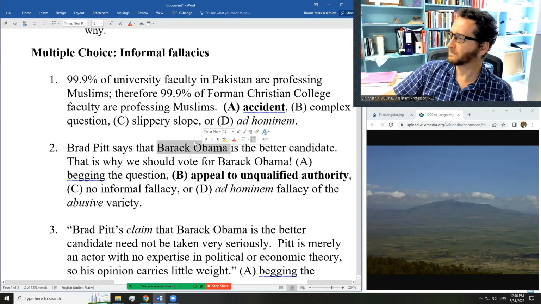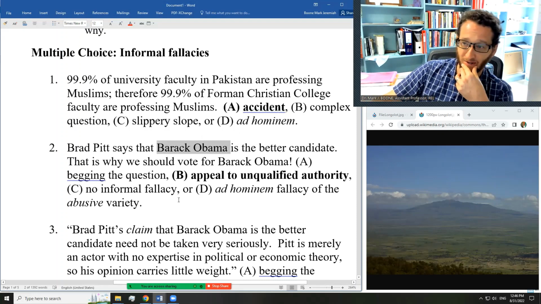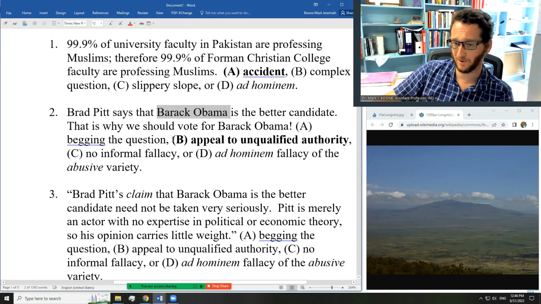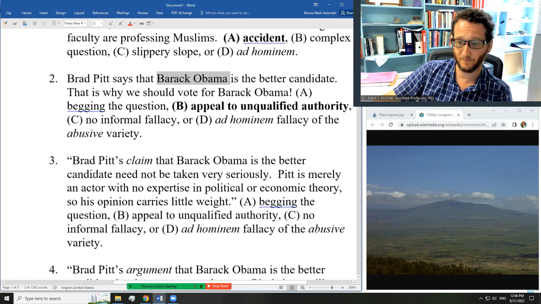Anyway, some celebrity says you should vote for a particular candidate, and someone else says, therefore, you should vote for a particular candidate because the celebrity said that. That's almost inevitably an appeal to unqualified authority. There may be exceptions if the celebrity has some expertise. Ben Stein is something of a celebrity, and Ben Stein is an economist. So that's one exception. But generally, an argument like this would be an appeal to unqualified authority.